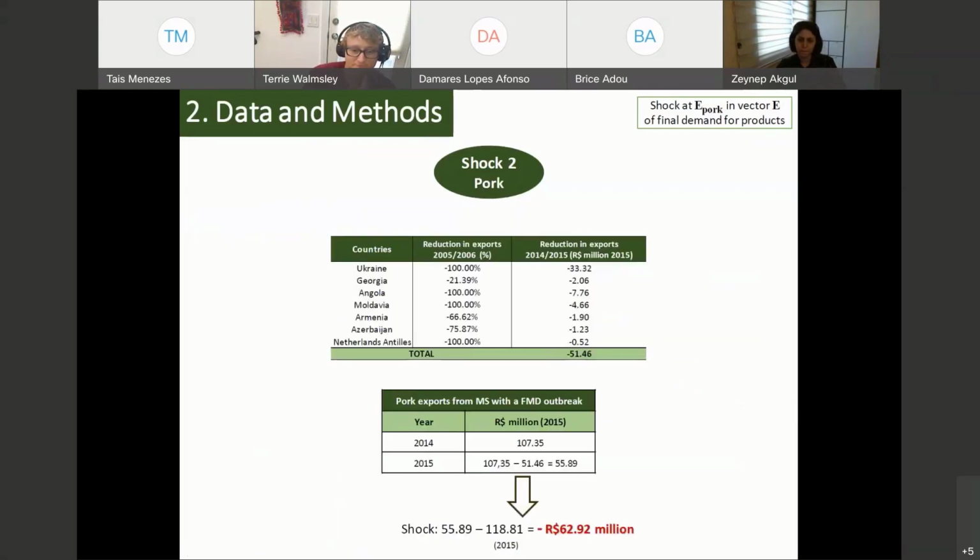We consider that the behavior of the importing markets for the beef and pork from Mato Grosso do Sul would be similar to that observed in 2006. We don't consider the closing of markets conquered after 2006, nor the closing of markets that remained buying animal products from the state, even with the occurrence of FMD in 2006.